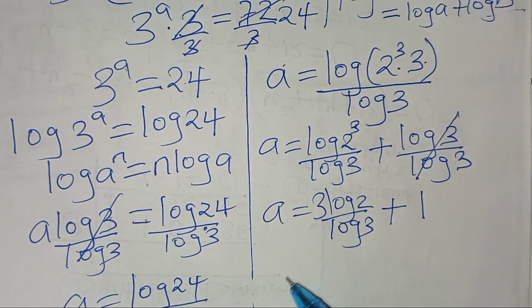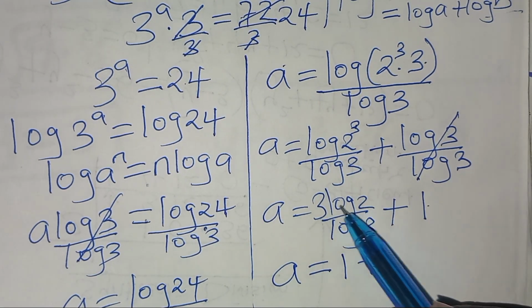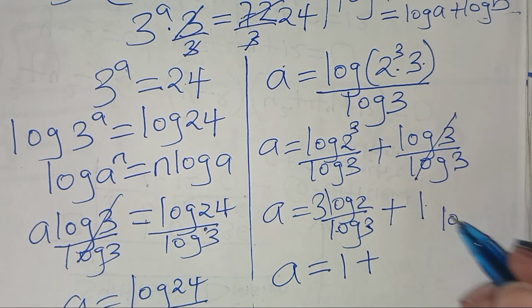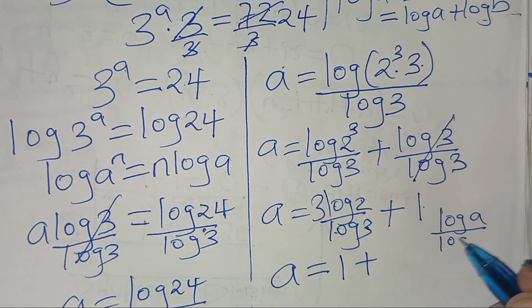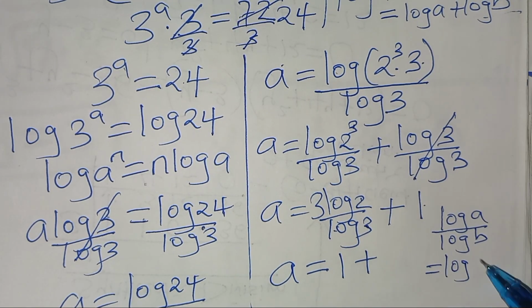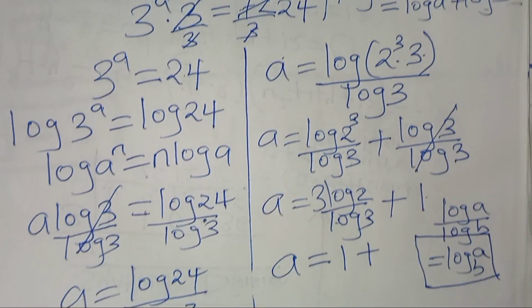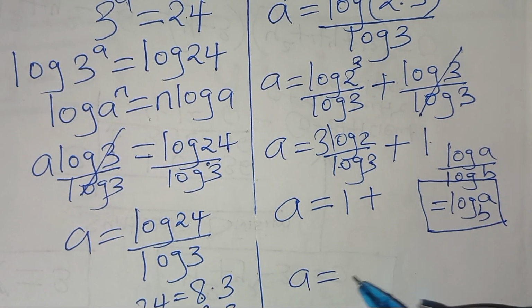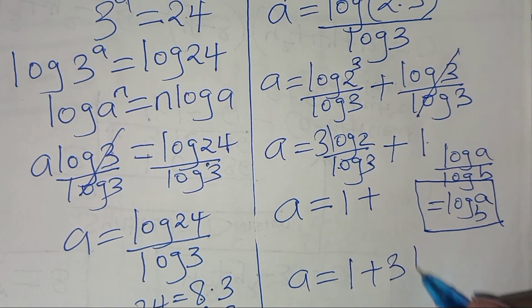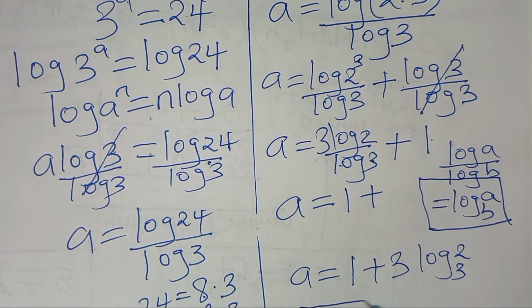So we can write this as a is equal to 1 plus, now log 2 divided by log 3, this is actually in the form of log a divided by log b, which we can express as log a to base b. So applying this property, we find that the value of a is equal to 1 plus 3 log 2 to base 3. So this is the value of a.